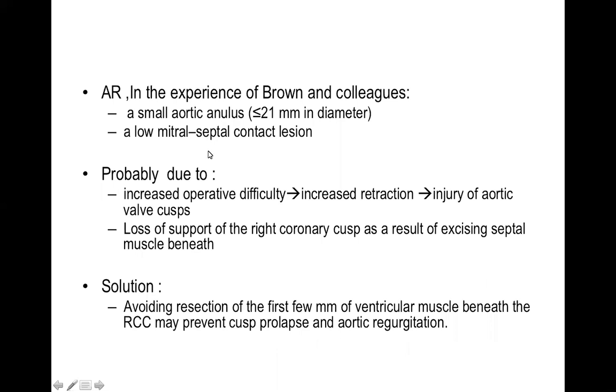This is usually increased probably due to the increased operative difficulty, as you need increased retraction and you may injure the valve cusp, or lose support of the right coronary cusp, as we mentioned before, as a result of excessive septal muscle resection beneath the right coronary cusp. So the solution is to avoid resection of a few millimeters of ventricular muscle beneath the right coronary cusp, which may prevent the prolapse and aortic regurgitation.